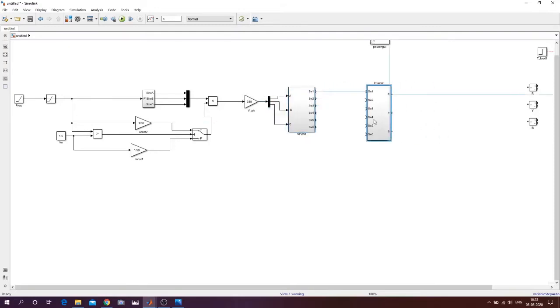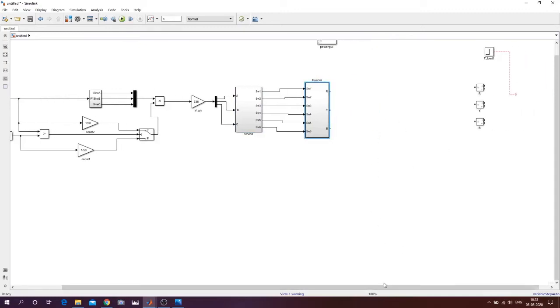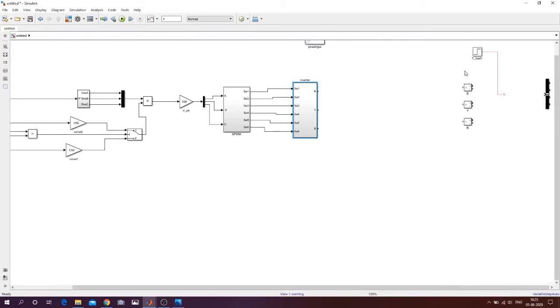Now these switches should be connected to this inverter. Now this RYB will be connected to the motor. I have taken 3 current measuring units. Okay, so let us find the motor now.